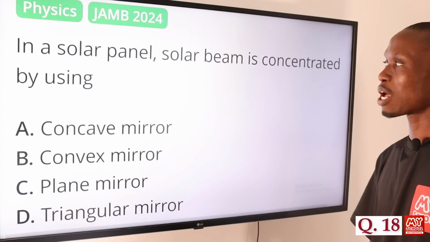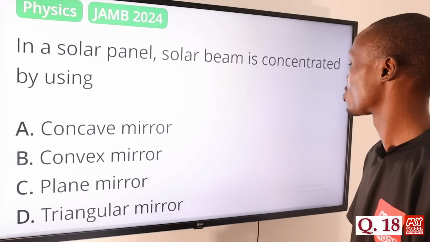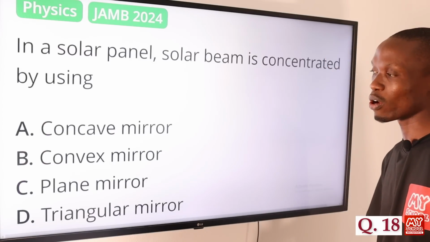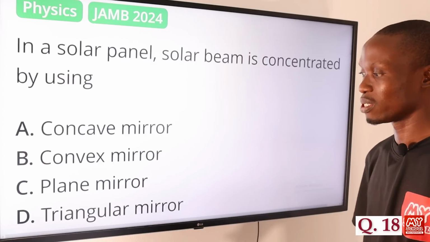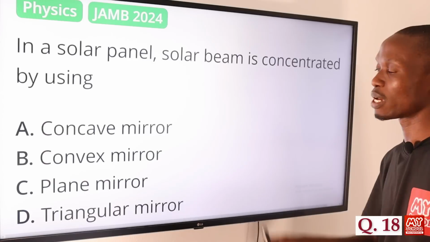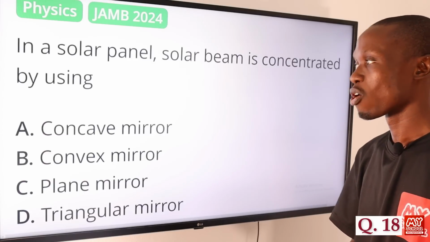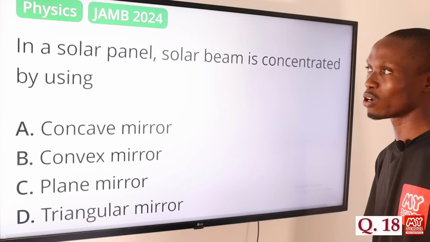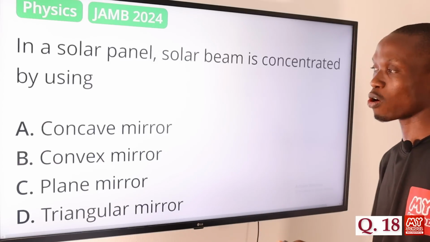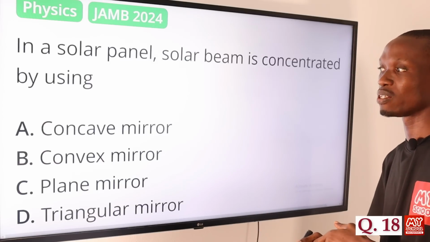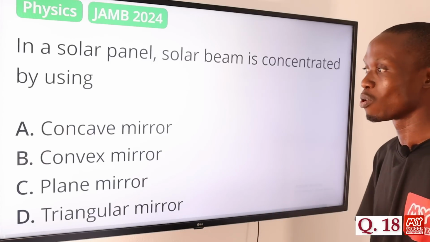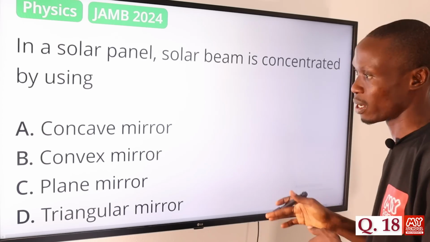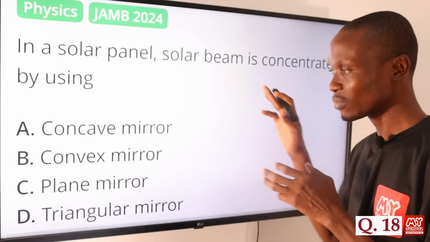Question 18. In a solar panel, solar beam is concentrated by using A, concave mirror, B, convex mirror, C, plane mirror, D, triangular mirror. So the answer to this question is option A, concave mirror. A concave mirror is used to focus light rays onto a single point, making it suitable for concentrating solar beam onto a solar panel.